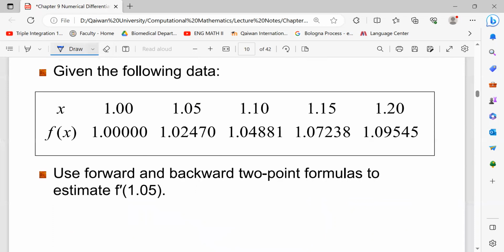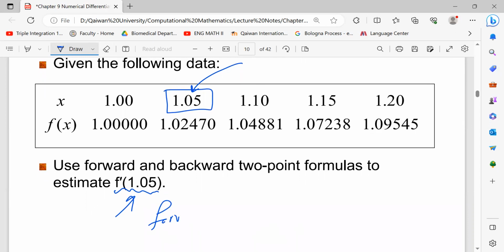Look, for finding f prime at 1.05, what's 1.05? Find it among the x values. What's this? This one. Okay, that's it. This is the x value.